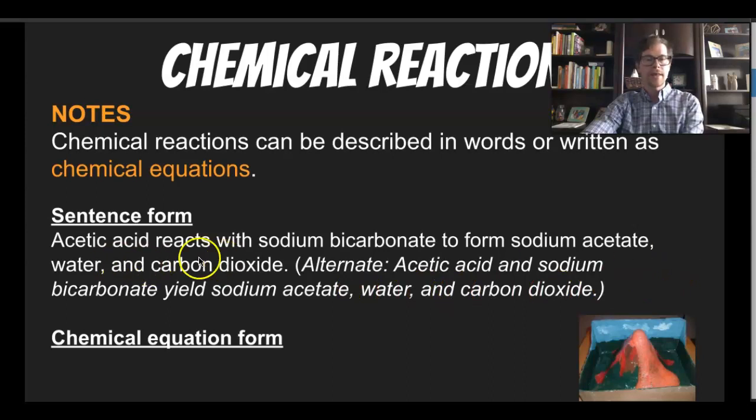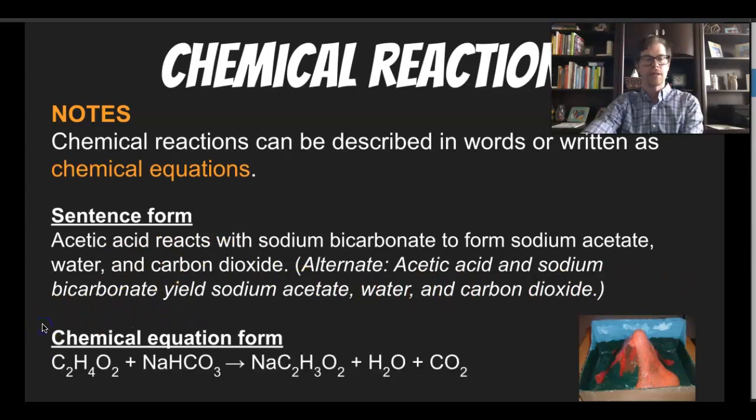Here's how we would take that and write it into a chemical equation. So acetic acid is C2H4O2. Don't expect you guys will know how to do that one in particular, so I'm just telling you. You should be able to know how to write out sodium bicarbonate, NaHCO3. And those two, because they're coming together, we put a plus between them. And then the arrow indicates that we're going from our reactants to our products.